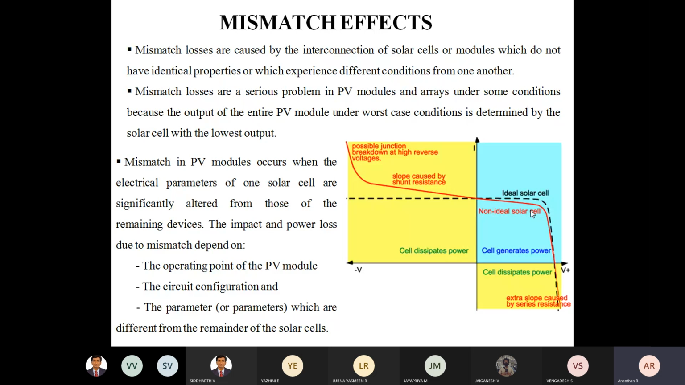Let us say all are connected in series, and one cell is fully shaded. Then your whole module will generate zero power. All the power generated by the other 35 cells will be sent to the 36th cell.